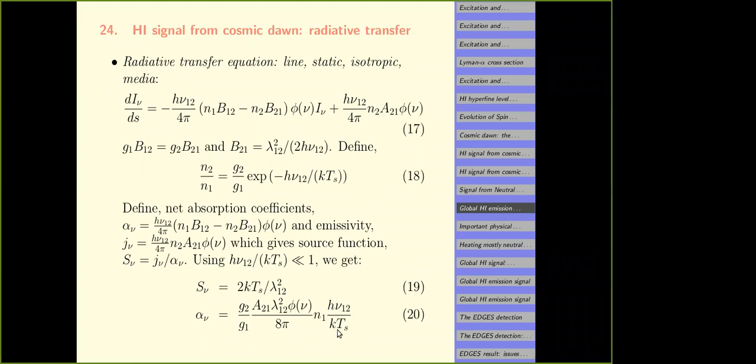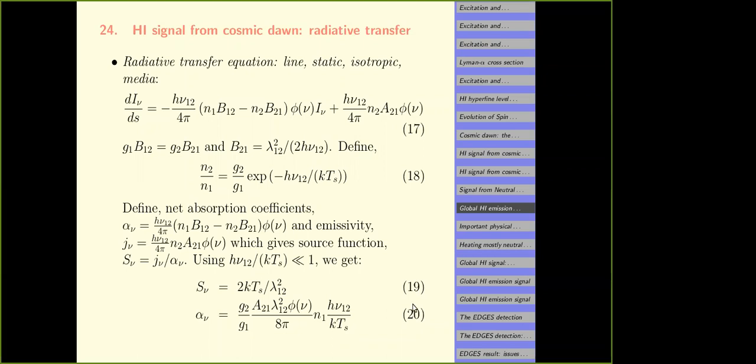h nu 12 divided by kTs is actually very, very much smaller than unity. This term has come from expanding the exponent in equation 18. So 1 will cancel, what remains is h nu 12 by kTs, which is extremely small. Remember, h nu 12 by k was 0.068 Kelvin. And Ts, from what you have seen, is matter temperature, CMB temperature, is hundreds of times larger.